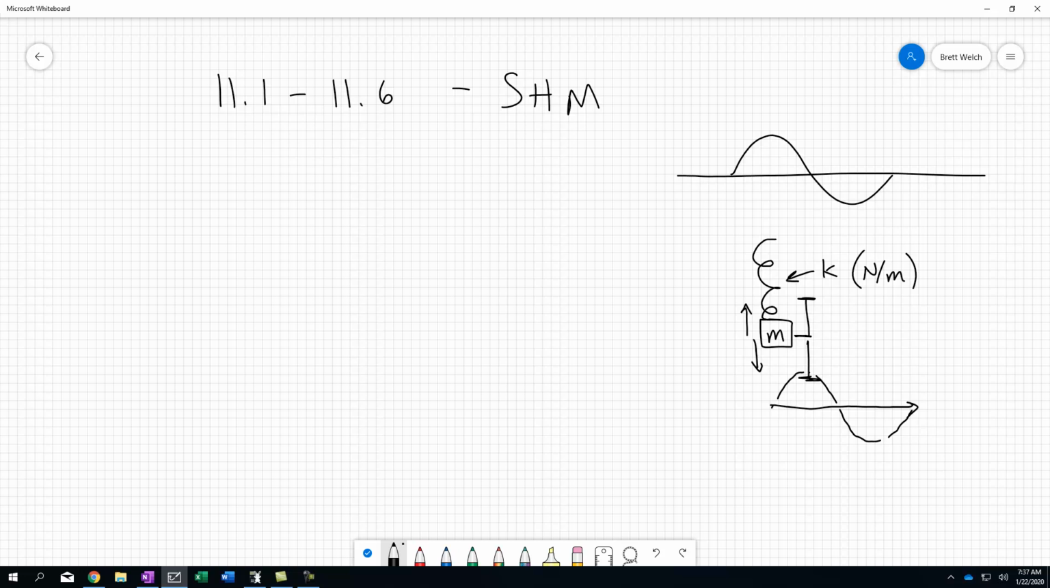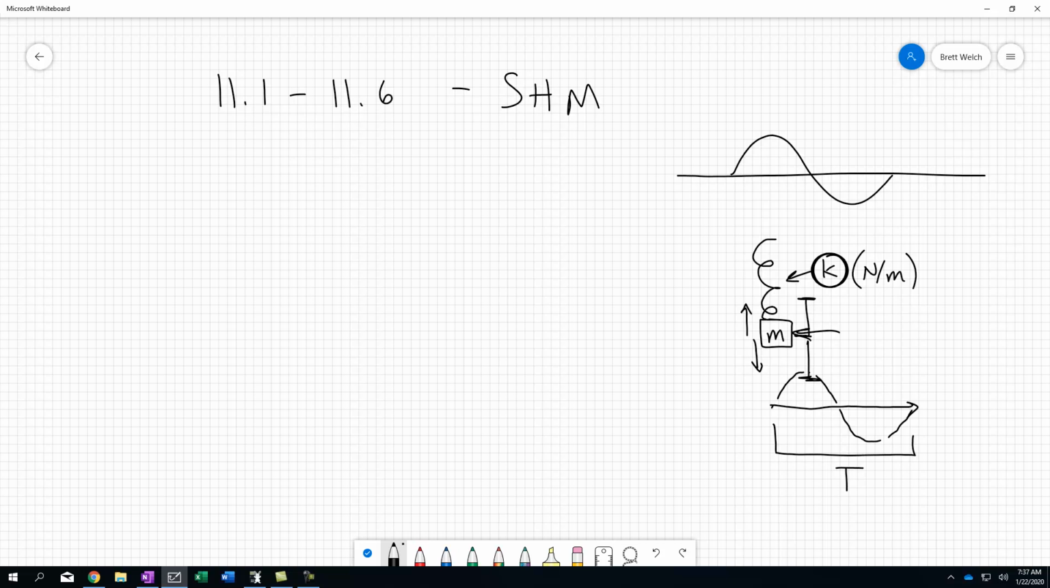It'll repeat itself. Now what's really cool about it is that the time that it takes to complete one cycle is constant and is based only on the mass and the stiffness constant. Those are the two values that are going to determine how long it takes for this oscillation to complete itself over and over again. So this becomes a way for us to keep track of time. We can also make predictions about how fast it'll be moving at different points, things along those lines.